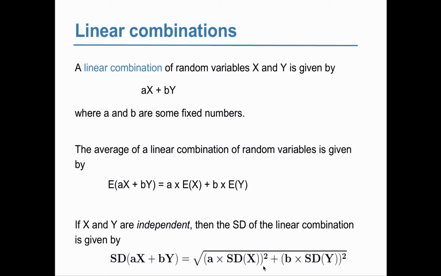A linear combination of random variables is when we add two random variables together. The same thing with the means, you just add the means together. If x and y are independent, then the standard deviation of the linear combination is given by this, which means add the variances. That's a very complicated looking formula, but it means add the variances of the two random variables, I mean.